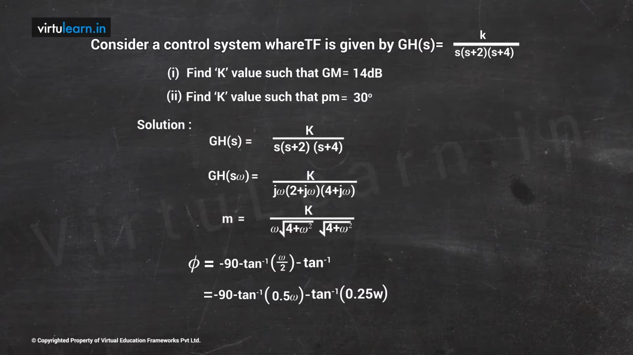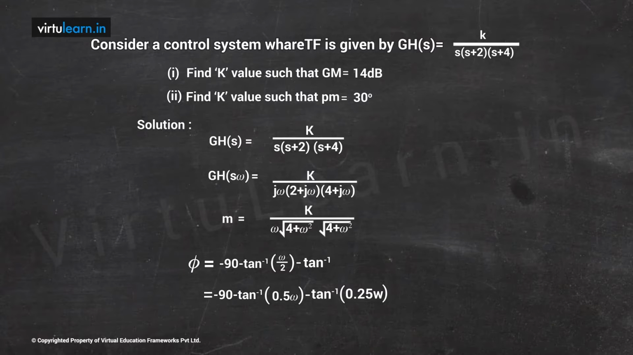So in this problem, the transfer function is given and it is in terms of K. Then we need to find the K value in both cases. The first case is, if you want to have a gain margin of 14 dB, what will be the K value? It is the gain adjustment in the system. Usually the gain will be the amplifier gain. It is like a knob, we can adjust it.